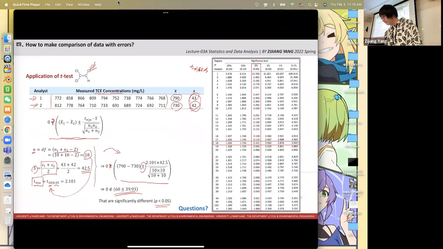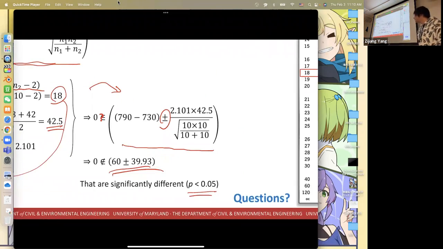What is the P? Oh, the P. You can understand the P as kind of like the probability that you make a mistake in this conclusion. Basically, we can say that the probability of making a mistake in the conclusion that they are significantly different is smaller than this probability, so the probability is relatively small. But in reality, the formal definition of P is actually more complicated.